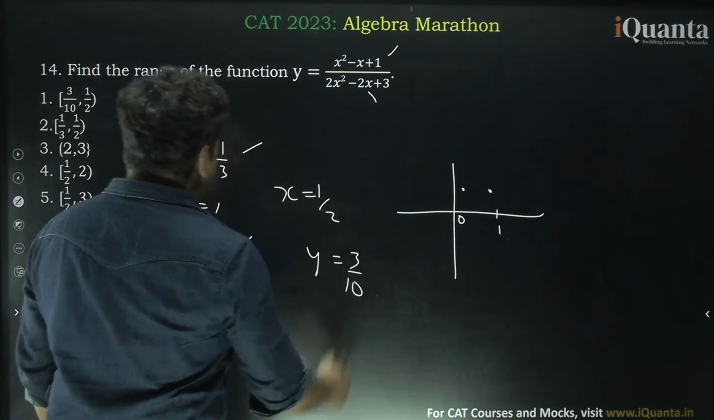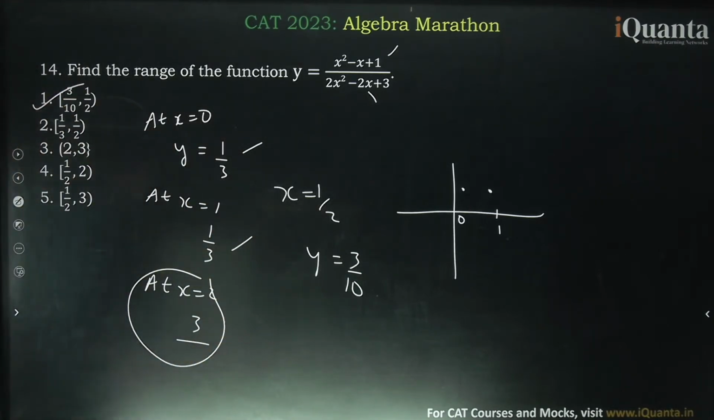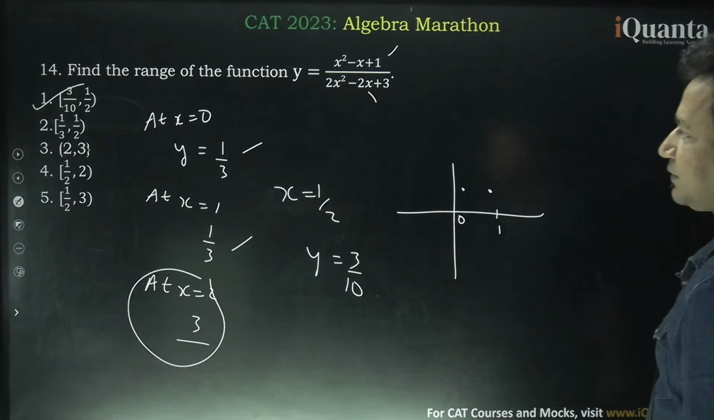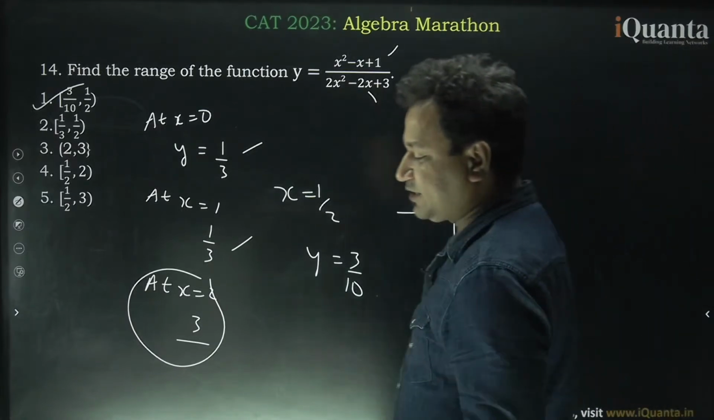By 10. 3 by 10 is less than 1 by 3. That is why we'll choose option 1 and we got our answer. Is that clear, everyone? Understood, everyone? So as we can see over here that this is a second degree equation.